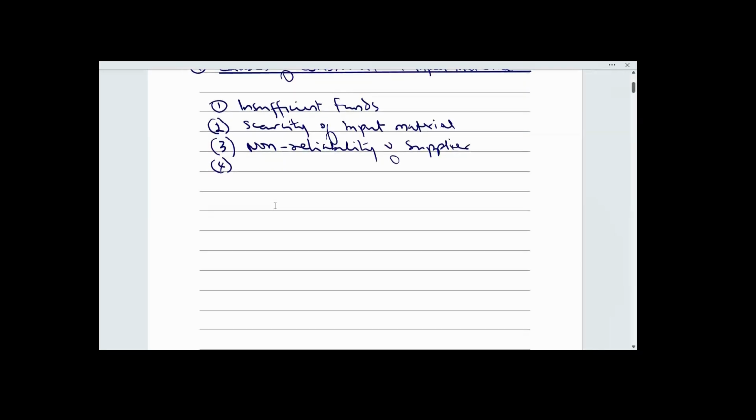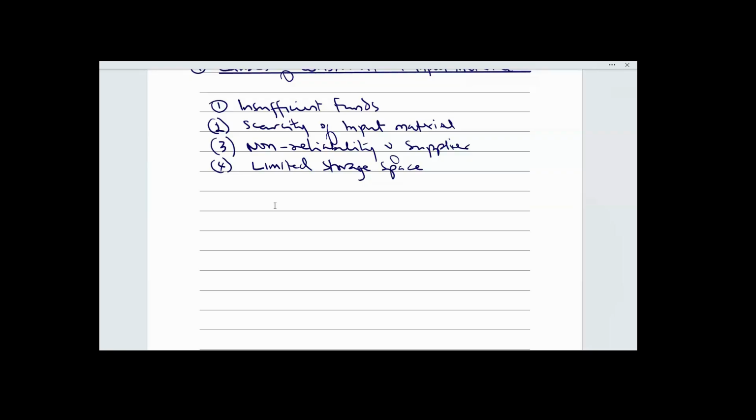Now, number four, let me add one more. What about storage space? Limited storage space. It's a constraint. When you buy the material, you are going to keep it in the warehouse or in a store. So the bigger the size of the store, the bigger the amount of raw material you are going to keep in the warehouse, and vice versa.